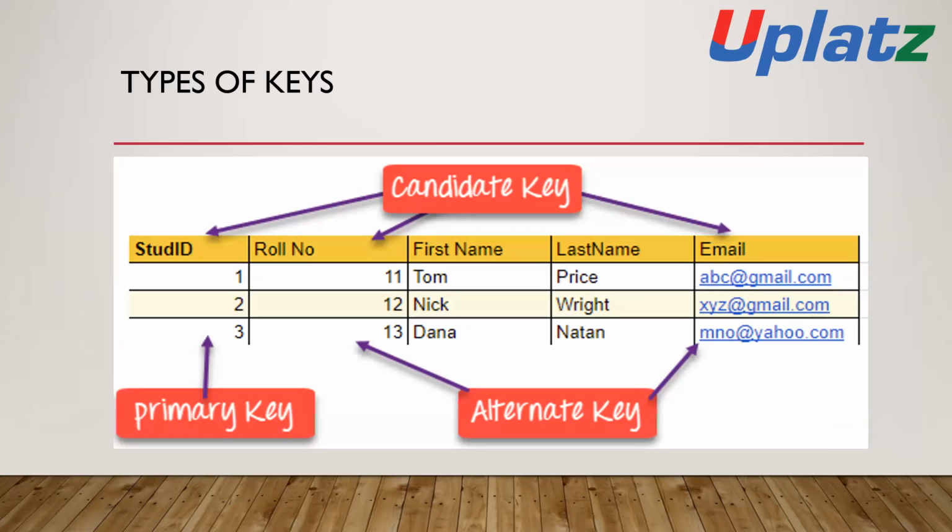So to reiterate whatever we studied till now, this is a table wherein my candidate key will be student ID, roll number, and email together. Out of the candidate key, I will select one candidate to become my primary key, which is student ID, as it is alone able to identify the individual record. And the remaining ones go under the alternate key.